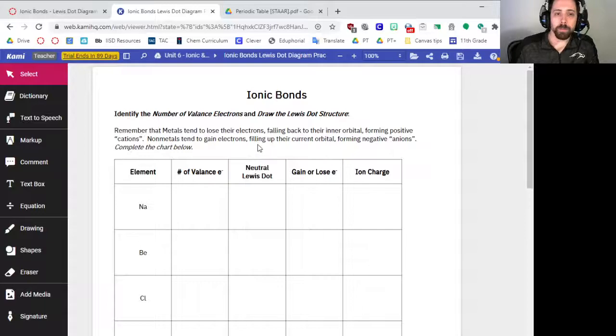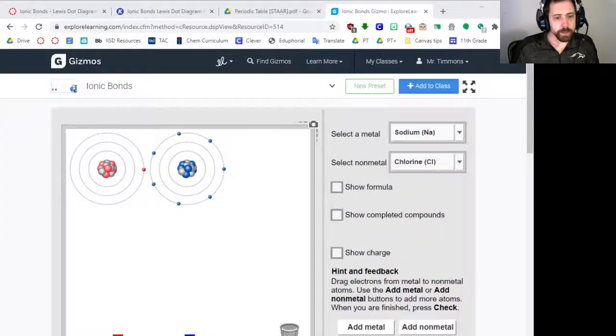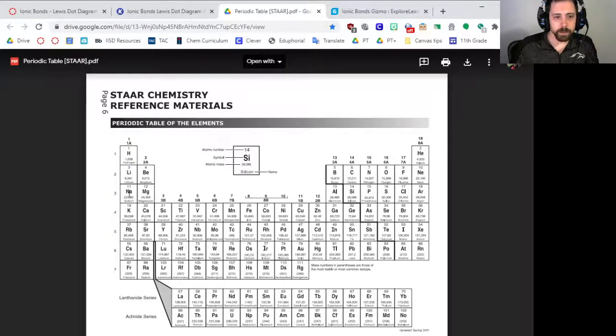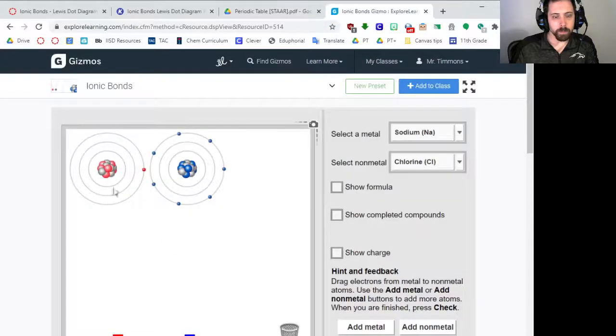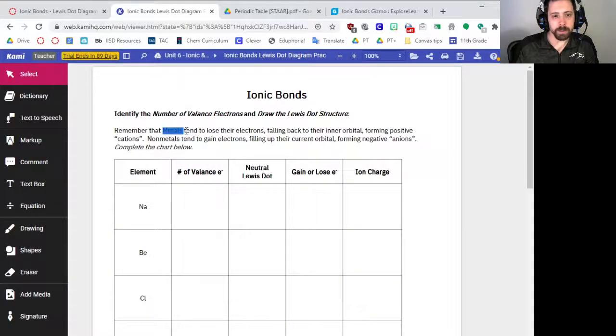So if you think back to the gizmo where you had that sodium atom and the chlorine atom, which we see here. The sodium is a metal, and we know this because if we look at our periodic table, here's sodium in A, and it's to the left of this staircase. So everything to the left over here is metal. Sodium ends up giving up its electron to chlorine, right? So metals tend to give away their electrons, which is what this says. Metals tend to lose their electrons.